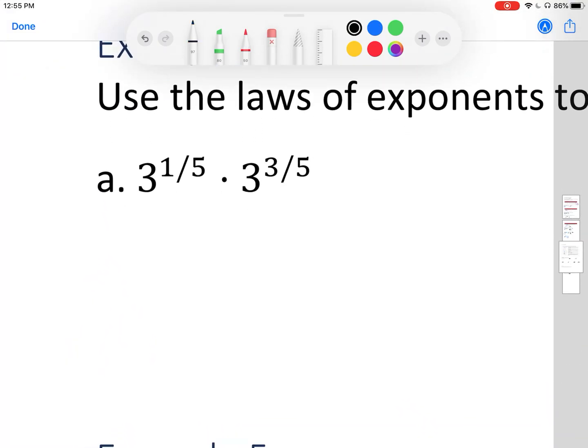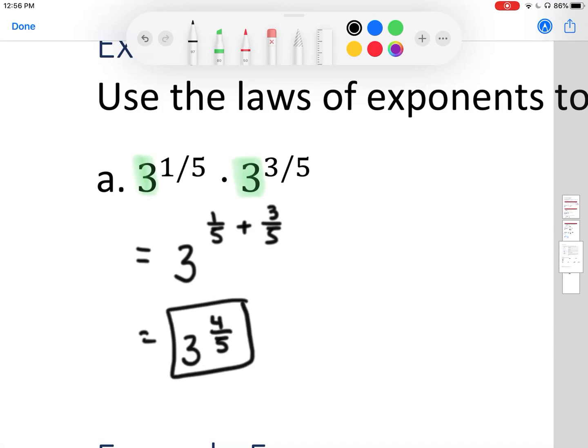They're fairly quick. So here we see that they have the same base and they're being multiplied. So to simplify this, I just add my exponents. So I have 1/5 plus 3/5. Get 3 raised to the 1 plus 3, you get the 4/5 power. And that's it.